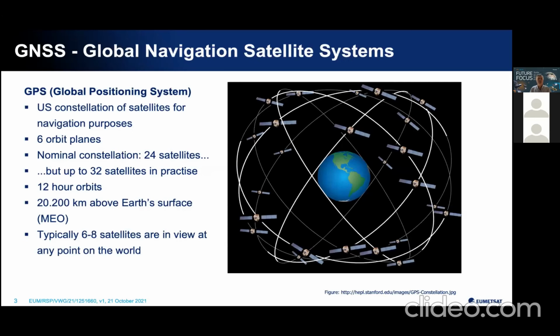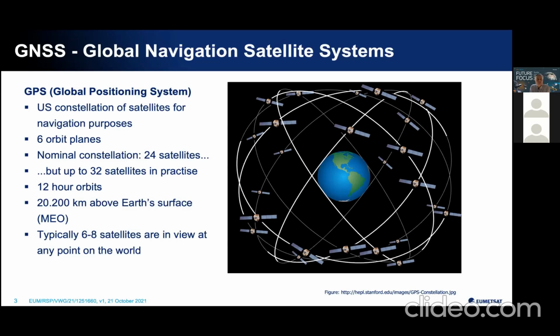So let's start with GNSS, or Global Navigation Satellite Systems. Probably the most famous and well-known one is GPS, the Global Positioning System. That is primarily a constellation run by the United States Air Force, I think. Nominally, it consists of 24 satellites orbiting the Earth in 6 different orbit planes at an altitude of about 20,000 kilometers above the Earth's surface. One satellite circles the Earth in about 12 hours, so an orbit takes half a day.